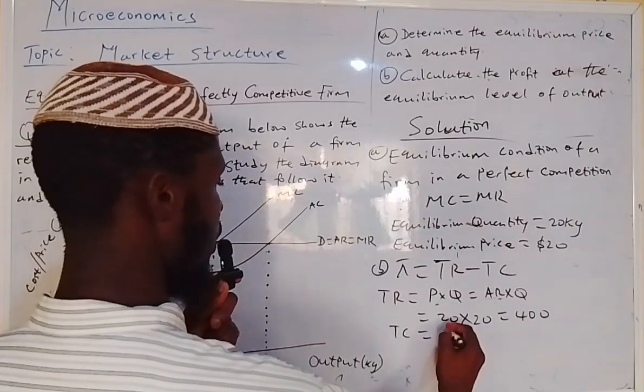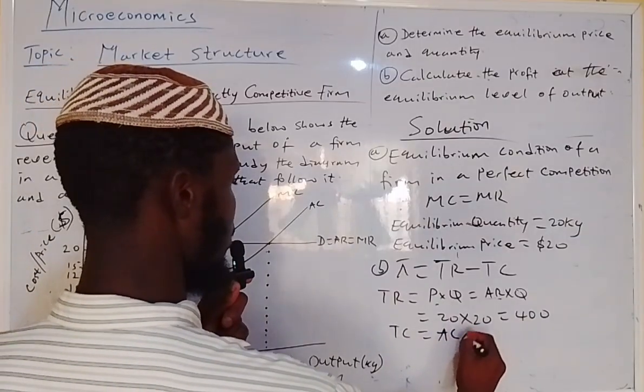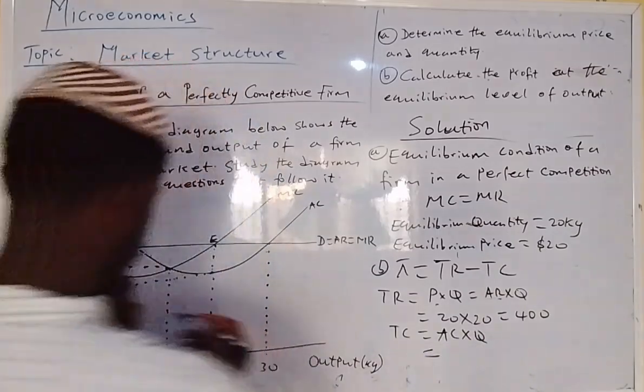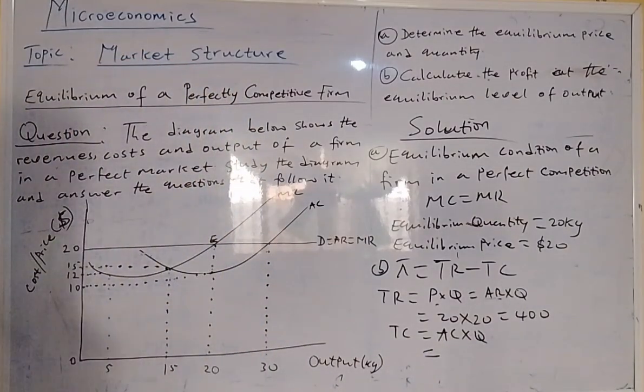Also, total cost. Total cost is defined as average cost multiplied by Q. So how do I determine my average cost? It's somewhat tricky, but it's very simple. Just take note of this.